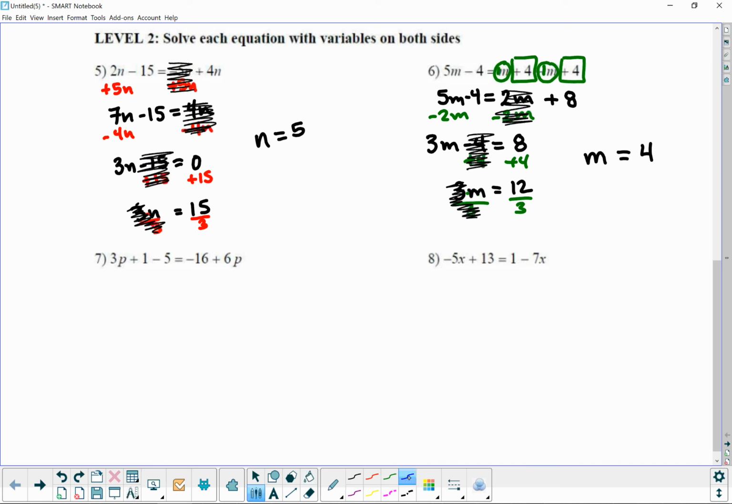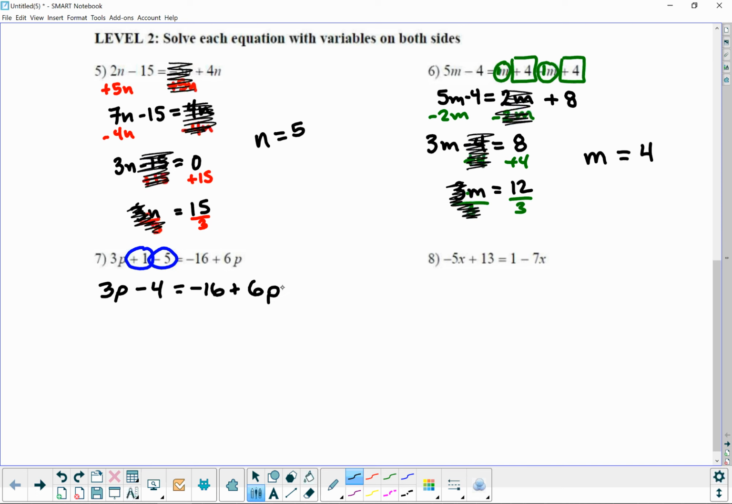Okay, I'm going to go to blue. So let's go and do positive 1 and negative 5. Those are the two like terms that can be combined. On the other side, nothing combines just yet. So I'm going to copy the 3p down. Positive 1, negative 5 makes a negative 4. Use your calculator if you need to. Copy down the negative 16 plus, copy down the 6p.